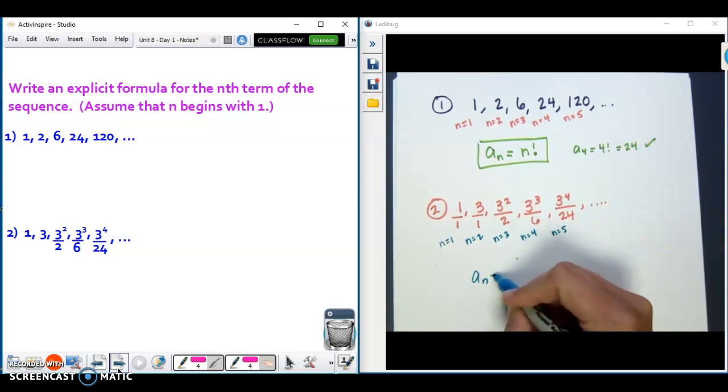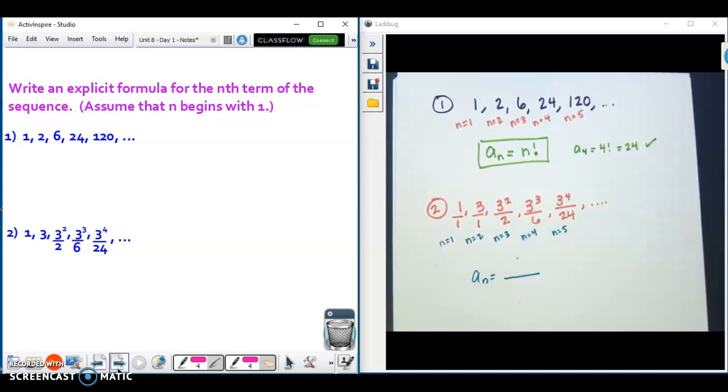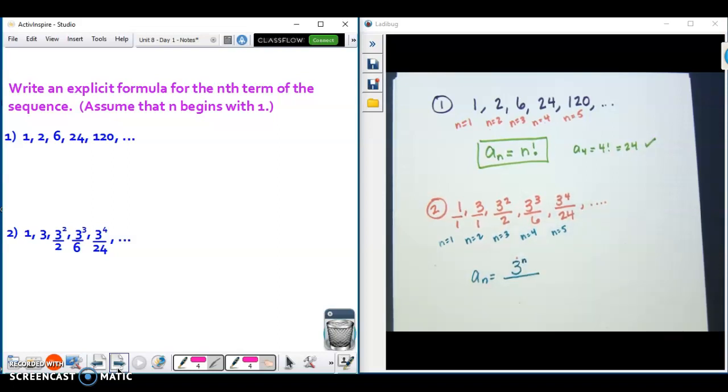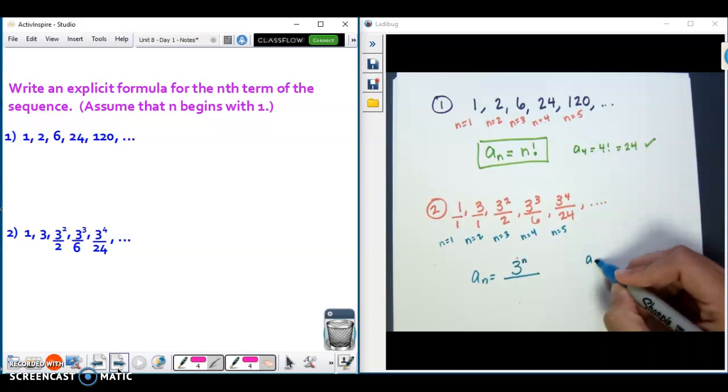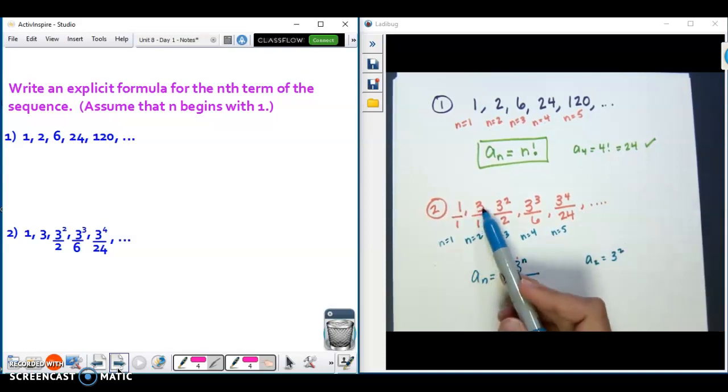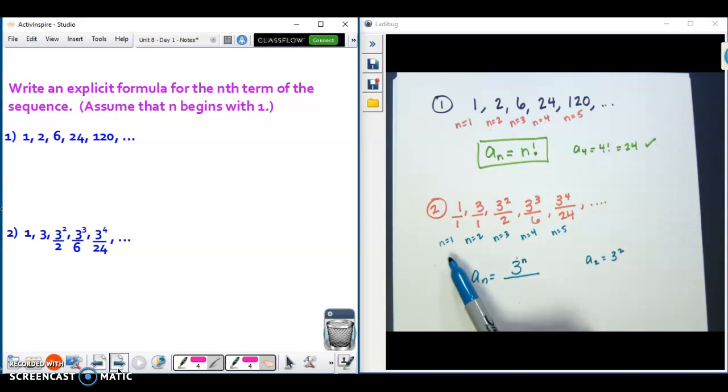And I am just going to look at the numerator right now. Okay, so I have 1, 3, 3 squared, 3 to the third, 3 to the fourth. So it looks like everything's getting 3 to some power. But if I just do 3 to the nth power, okay, let's try that out. If I do a sub 2, that's going to be 3 squared on top. But look, a sub 2 just has a 3 on top.